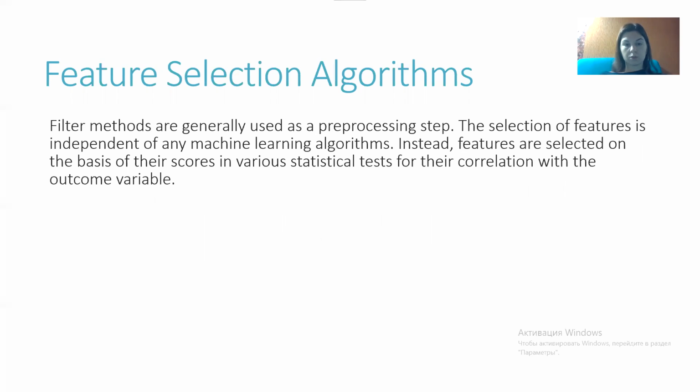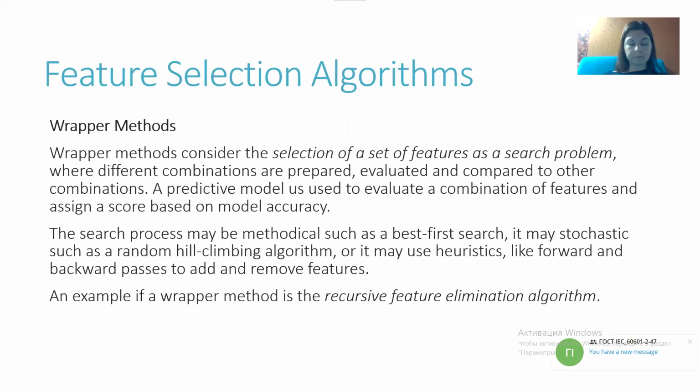Filter methods are generally used as a preprocessing step. The selection of features is independent of any machine learning algorithms. Instead, features are selected on the basis of their scores in various statistical tests for their correlation with the outcome variable. But in this case, when you calculate some statistics, it will be a parametric estimation, and you may have some problems if you don't have a normal distribution. So you need to take it into account.